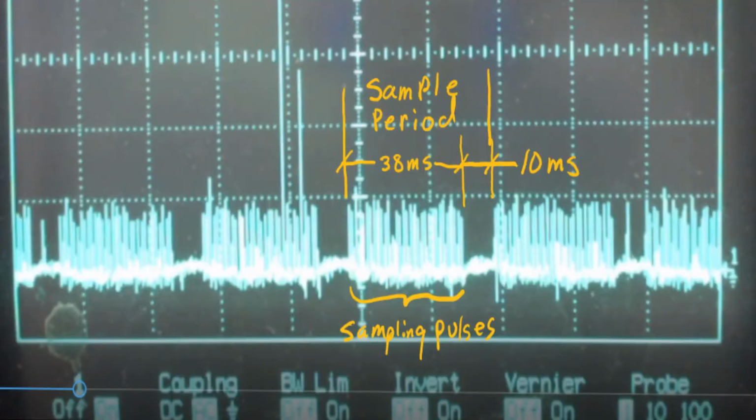Sampling noise consists of about 38 milliseconds of pulses, followed by a 10 millisecond rest period. The height of the pulses is about 20 millivolts, and this height is independent of the distance of the target from the sensor. The effects of this noise are more noticeable at the larger distances when the signal is around 500 millivolts than they are at 10 centimeters when the signal is over 2 volts.